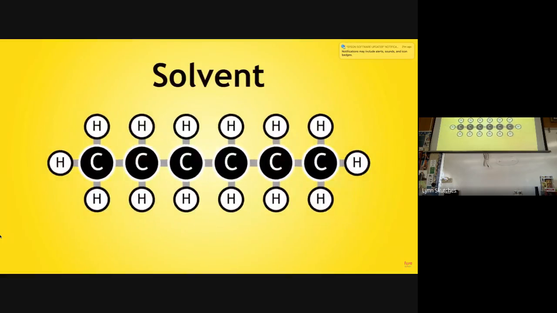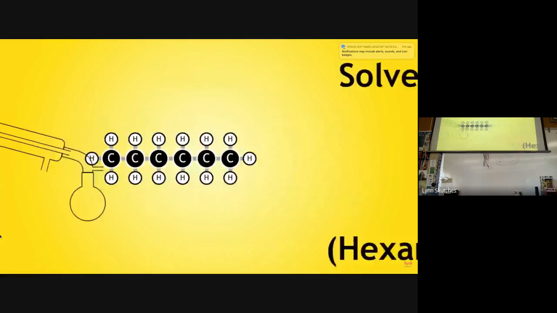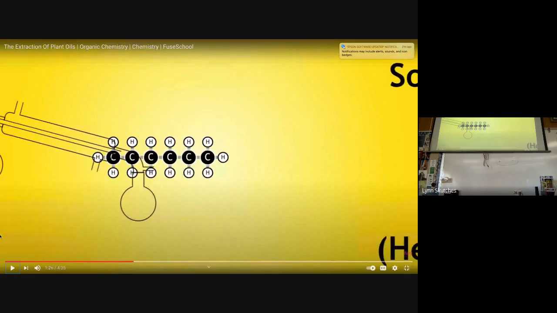These oils are first dissolved in a solvent, and so hexane, hex means 6. So there's 6 carbons in hexane. That's a common solvent. And then the ANE means it's all single bonds.